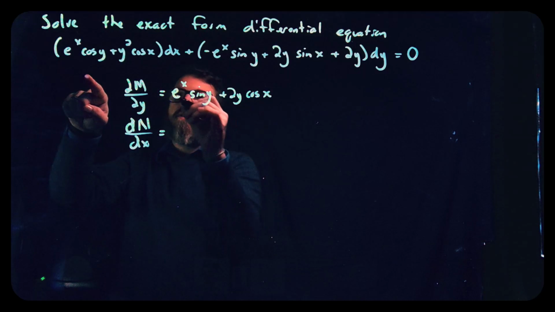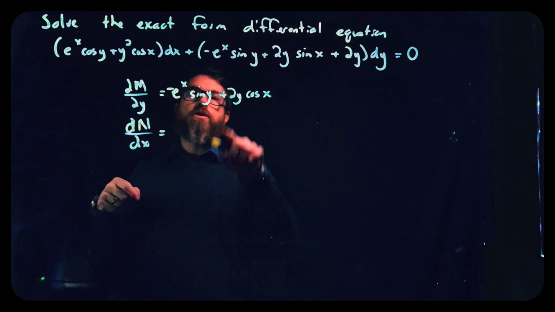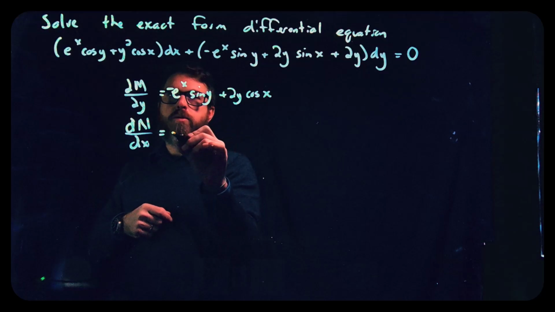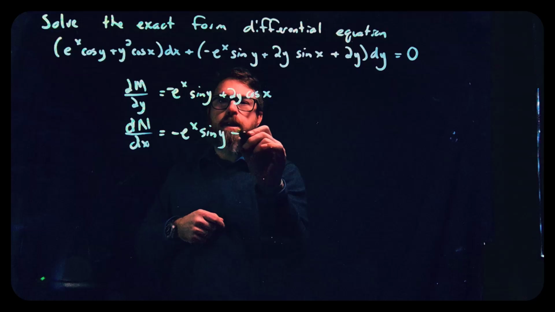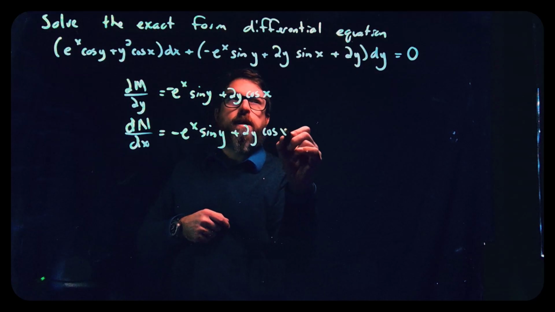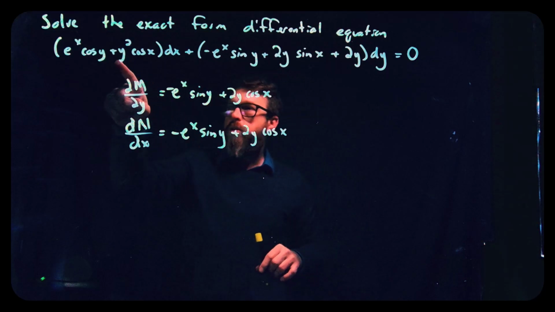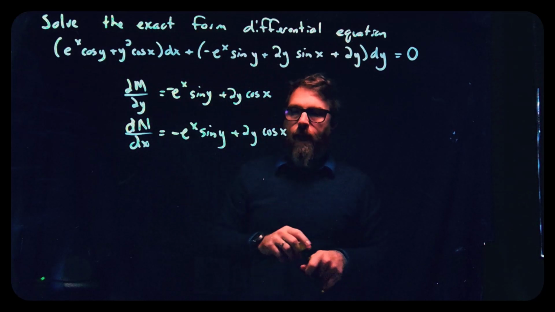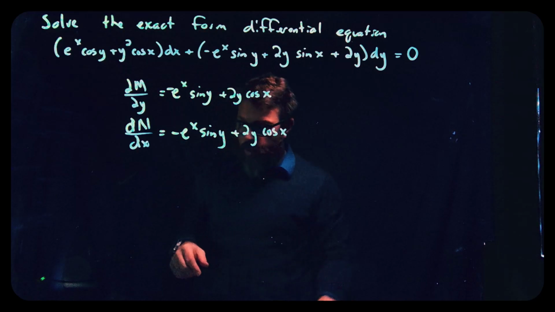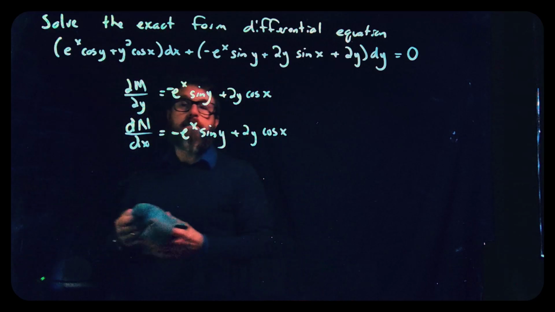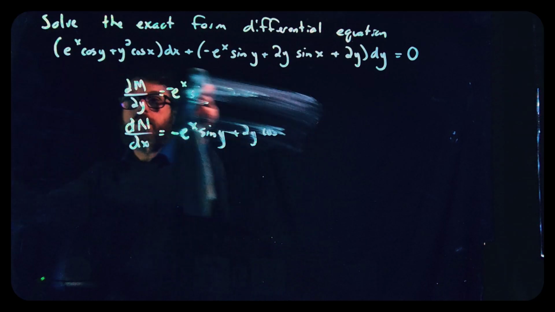Yep. And then the derivative of the sine is minus. There we go. Fixed it. So the derivative of the cosine is minus sine. So the derivative of this with respect to x is going to be equal to minus e to the x sine y. The derivative of this with respect to x is going to be equal to 2y cosine of x. And the derivative of this with respect to x is equal to 0. So the derivative of this with respect to y is equal to the derivative of this with respect to x, which means it's an exact form differential equation, which means we can solve this using that method that we discussed, that there is an antiderivative to this.